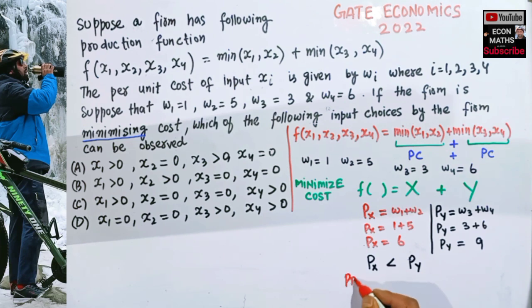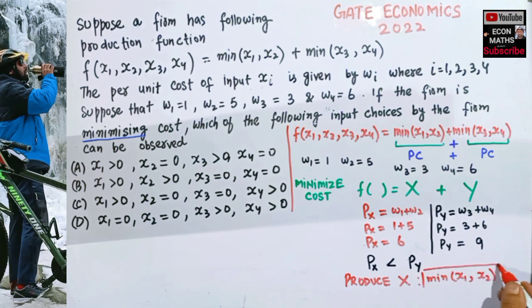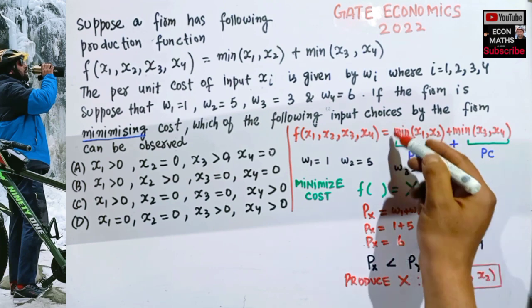So the firm will produce X, and X denotes the minimum of x1 and x2. So the firm will choose to produce this very thing.